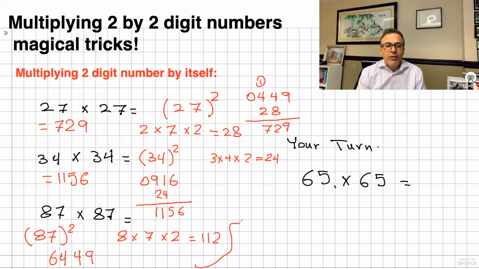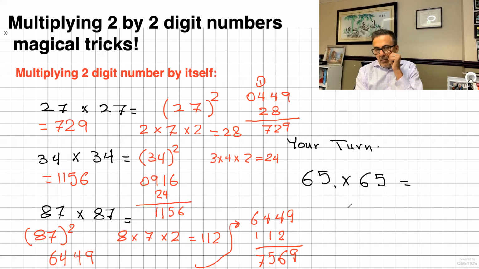And after that, what you do, you just take the 6449 and add this 112 to it, but you have to skip the ones digit. So you put the 2, 1, 1 right here. So 9, 4 plus 2 is 6, 4 plus 1 is 5, and 6 plus 1 is 7. Now just pause and try this one before you watch how I'm gonna do the answer. So just try it out and see if you're gonna get the right answer, okay?